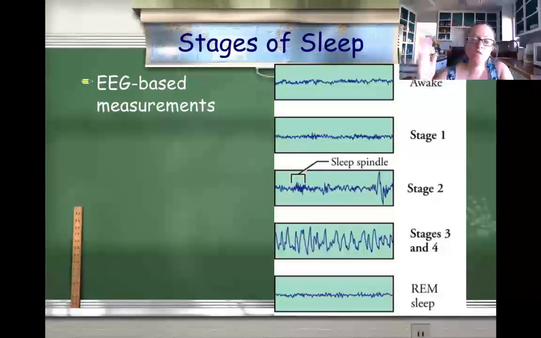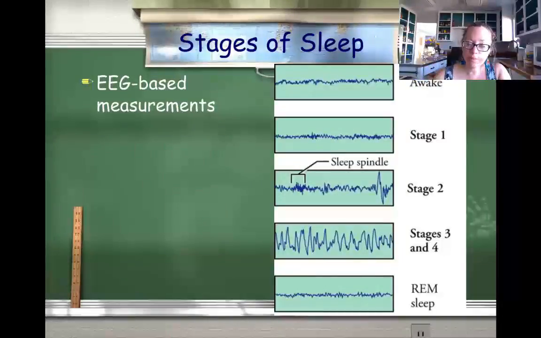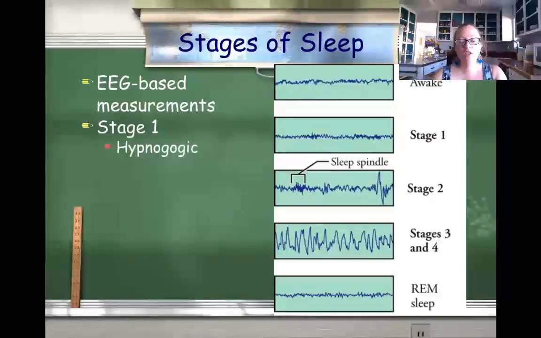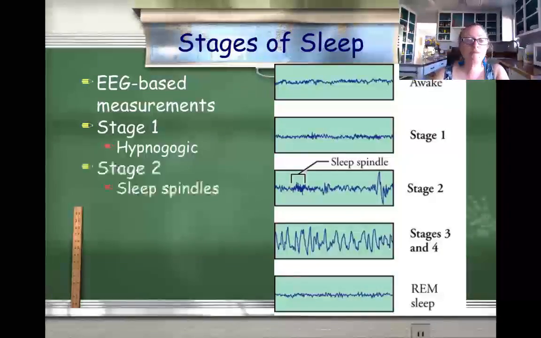So these waves are from an EEG, or an electroencephalogram. And this is just measuring the electrical activity of the brain. So in stage 1, we call it hypnagogic sleep. You aren't aware of being asleep here until you nod off and all of a sudden you realize you fell asleep in class. This is also when you jerk. It's called a hypnagogic jerk.